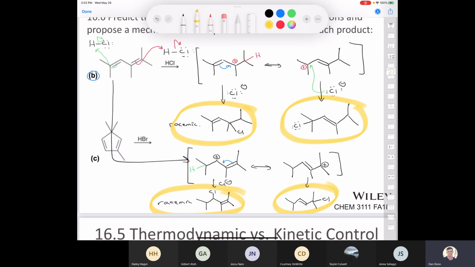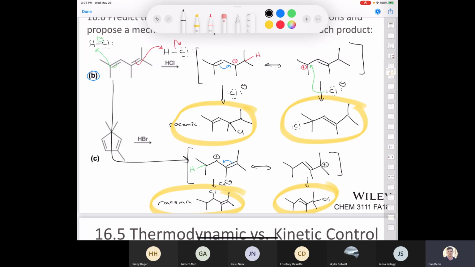All right, so what did we do? We drew the allylic carbocation that resulted from the addition of HCl on this double bond and on this double bond. We drew the resonance contributors both times, and then we drew the product of nucleophilic attack, and we ended up with a total of 4 compounds. 2 of them are racemic mixtures, and 2 of them don't have a chiral center. Did I forget another carbon down here? I did. There we go, like that.